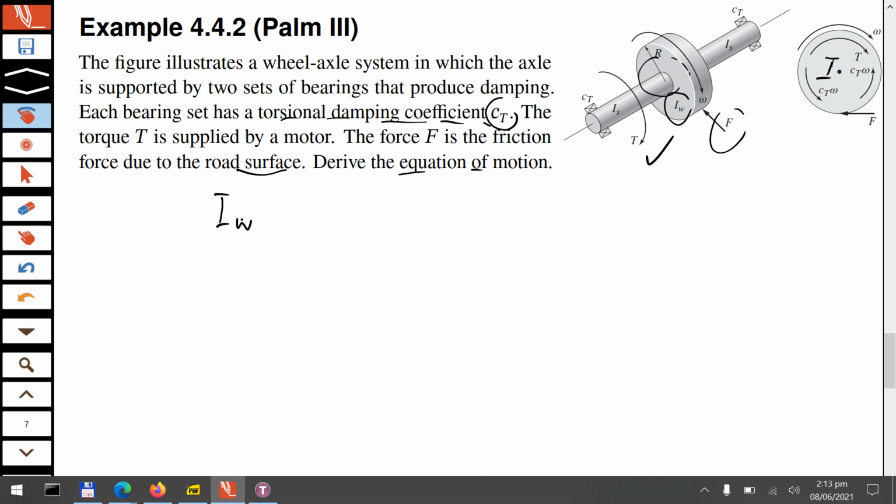So IW is the inertia of the wheel, IS is the inertia of one shaft, and IS is the inertia of the other shaft. So if I can simply add these two inertias to that inertia IW, I get the overall inertia I, or I can say effective inertia, but I don't need to, I can simply say I is the overall inertia.